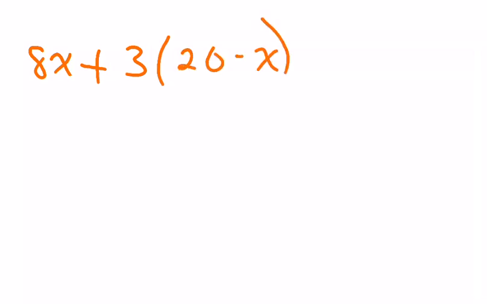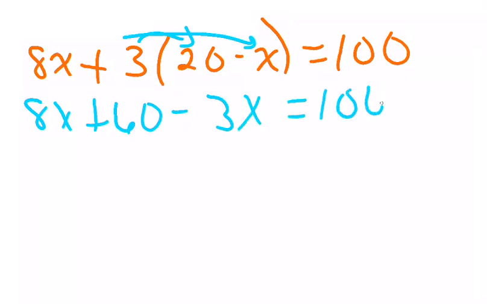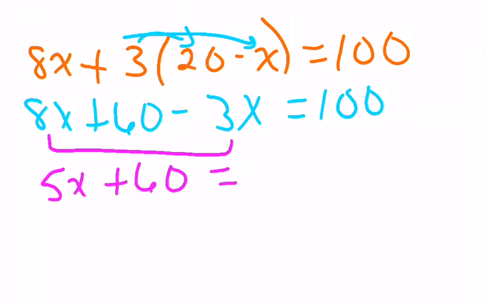I'm going to rewrite it here so we have more room. So we have to distribute the 3 first. So we have 8x, 3 times 20 is 60, 3 times x is 3x, equals 100. Then we want to combine like terms, so 8x minus 3x is 5x. And now we can continue to solve.